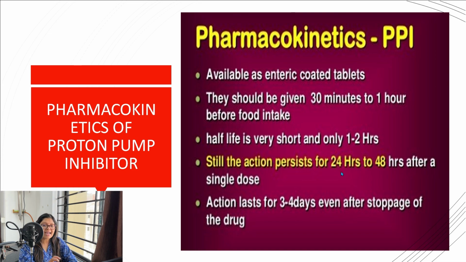Next, these drugs can show their action for at least 24 to 48 hours on a single administration of the dose. And after 3 to 4 days of continuous administration of the drug, you can see a very positive result in the gastric acid secretion.